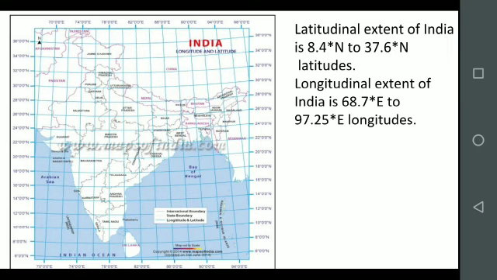The latitudinal extent of India is 8.4 degrees north to 37.6 degrees north, and the longitudinal extent of India is 68.7 degrees east to 97.25 degrees east. This also means that our country lies in the northeastern hemisphere.